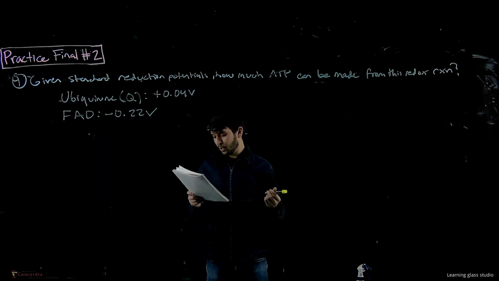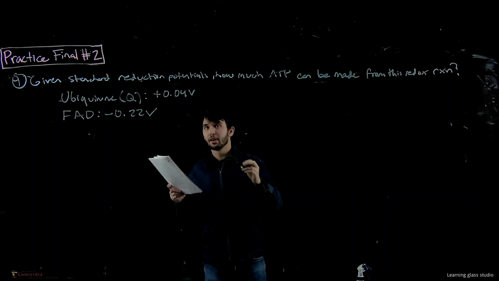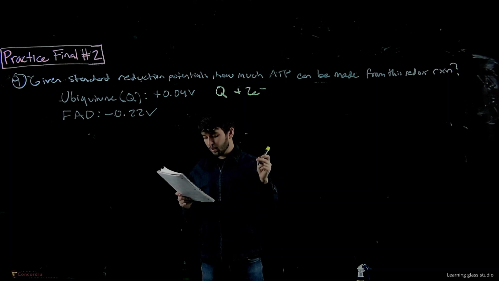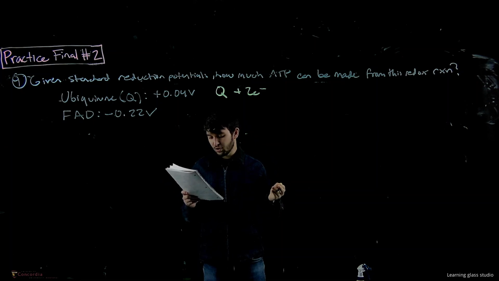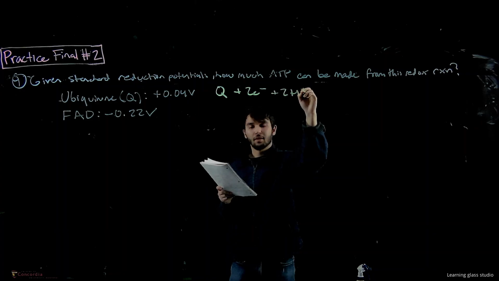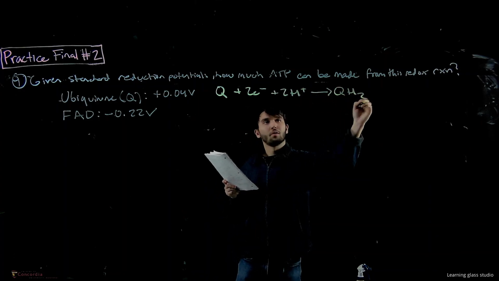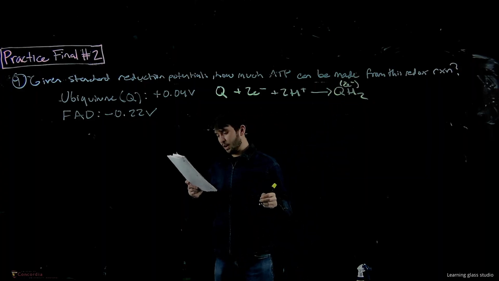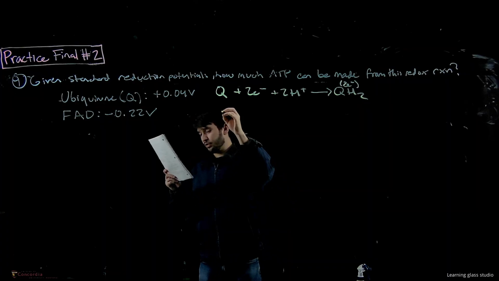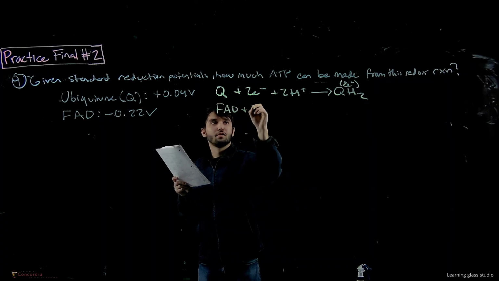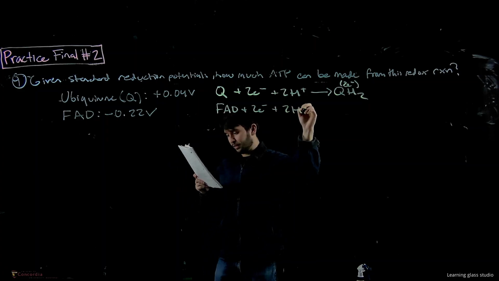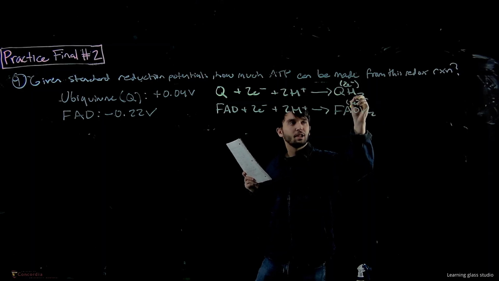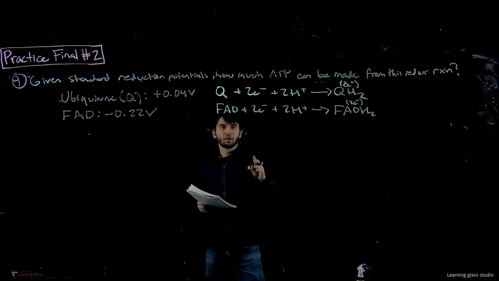So when you're working with standard reduction potentials, you always need to show the reduction reaction. So Q plus 2e minus, we know that 2 electrons are always going to be carried by QH2, right? Plus 2H plus gives QH2. So we know QH2 carries 2 electrons. And then for FAD, we know that FADH2 also carries 2 electrons. So FAD plus 2e minus plus 2H plus gives FADH2, and this is also carrying 2 electrons. Okay, so these are our reduction reactions.